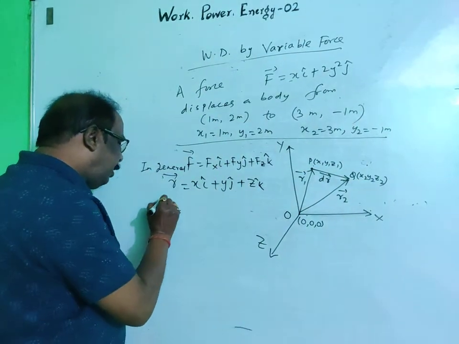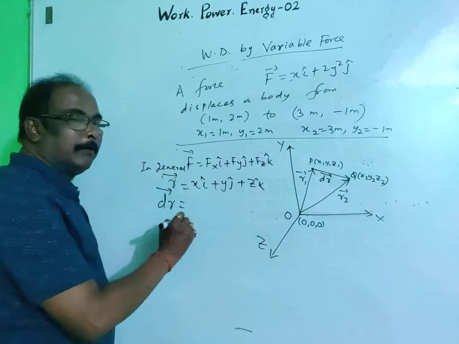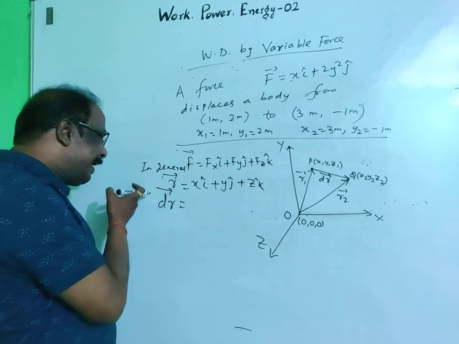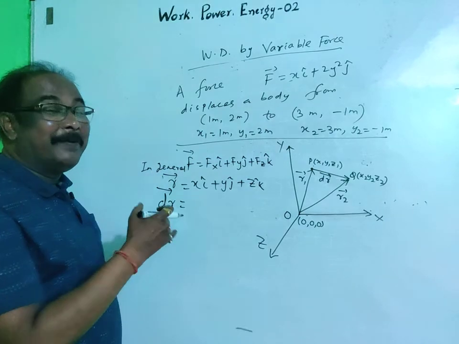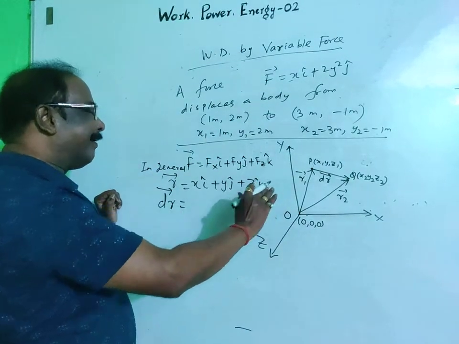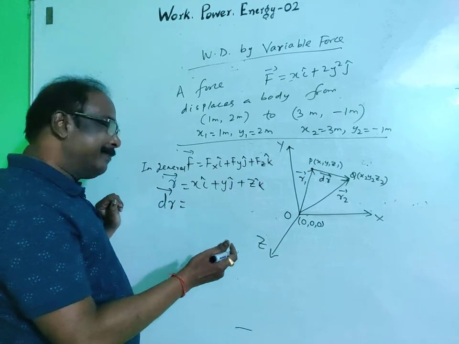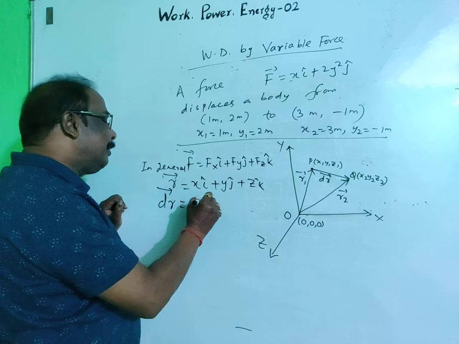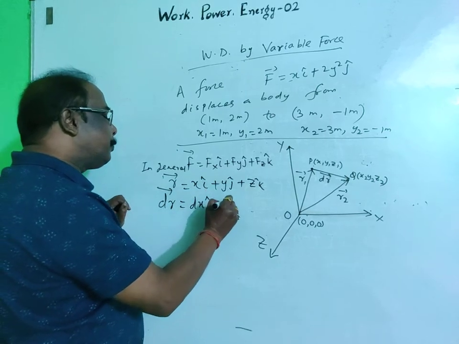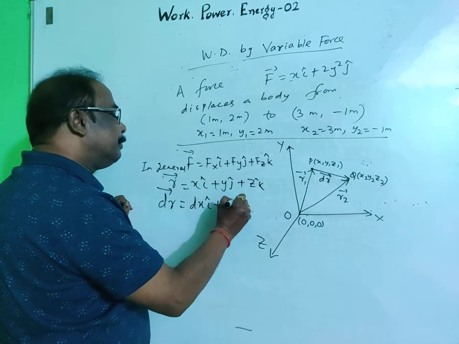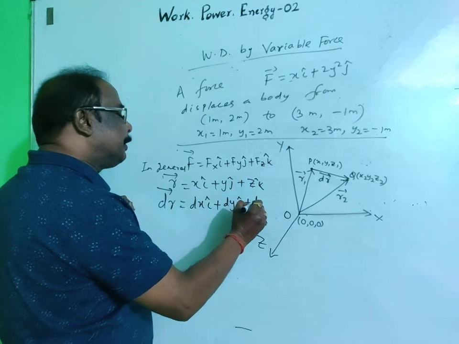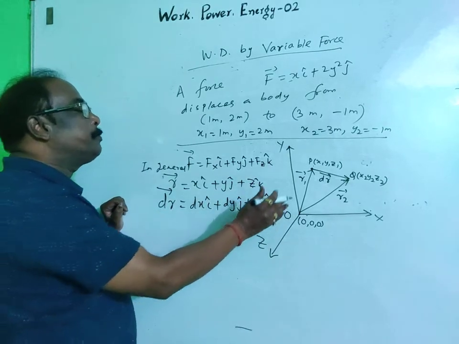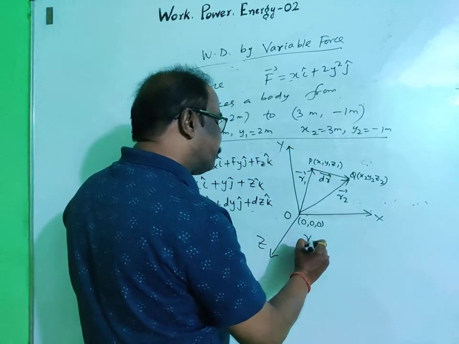Then what is dr? If on the left side we are using dr, the derivative of r, then on the right side we will take the derivative. This means in place of x we will write dx I cap, in place of y we will write dy j cap, in place of z, dz k cap. This is the expression for displacement.